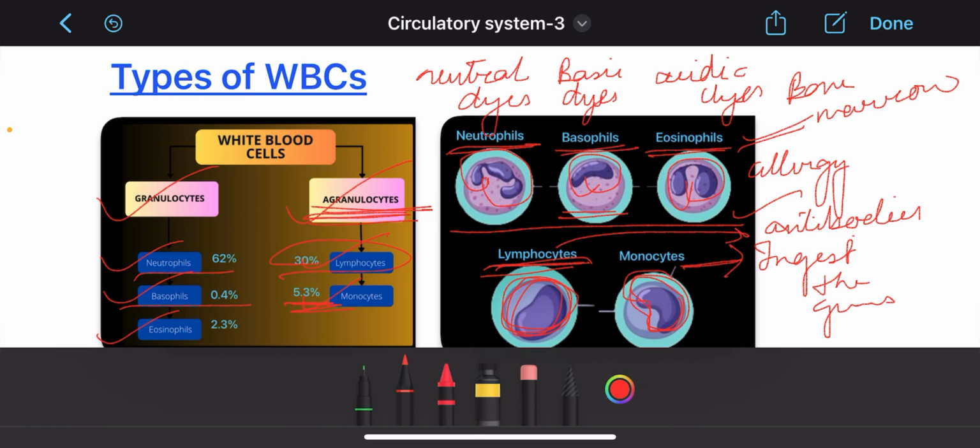So with this we are going to end up our discussion based on the WBCs or the white blood cells.